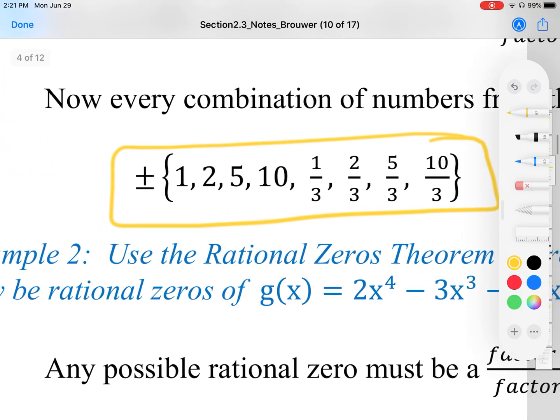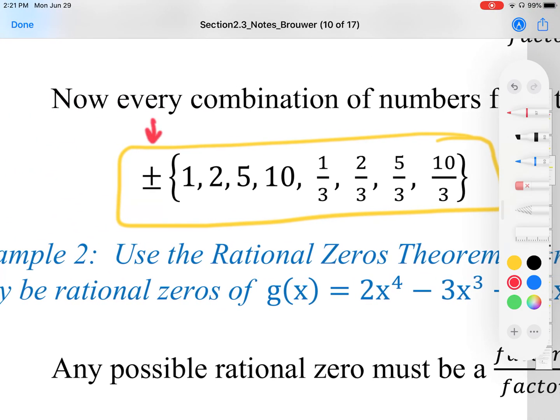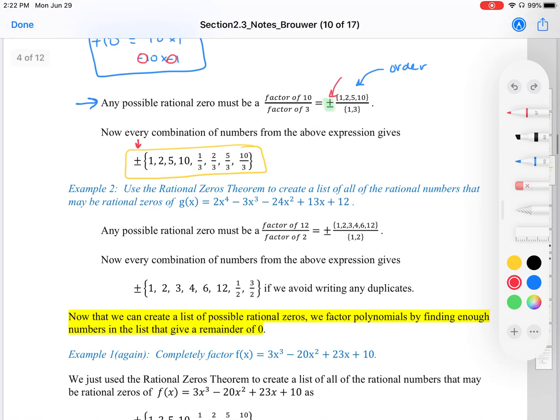Notice that plus or minus in the beginning. And I have every number that was divided by that 1. And I also have every number created when I was dividing by that 3. We have them all in one list. Why are we creating this list? Well, this list is going to get us ready for our next step.